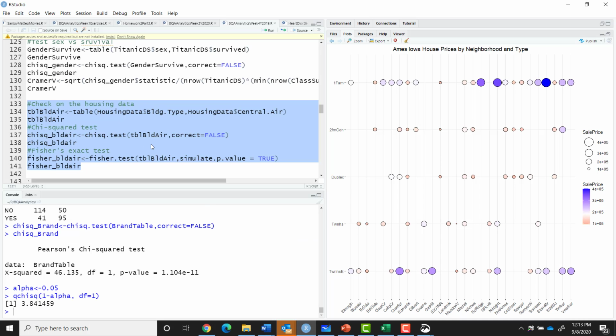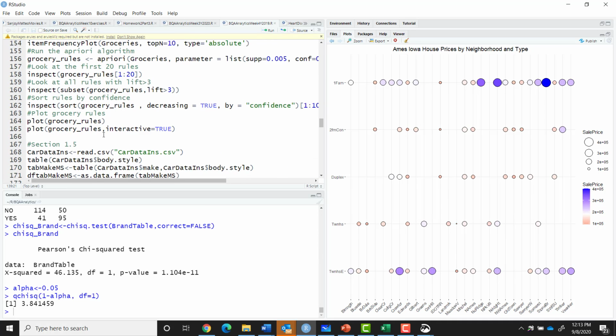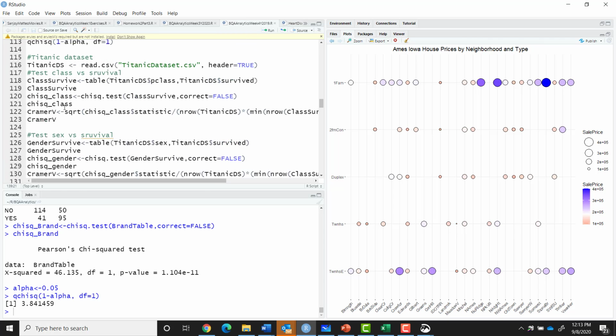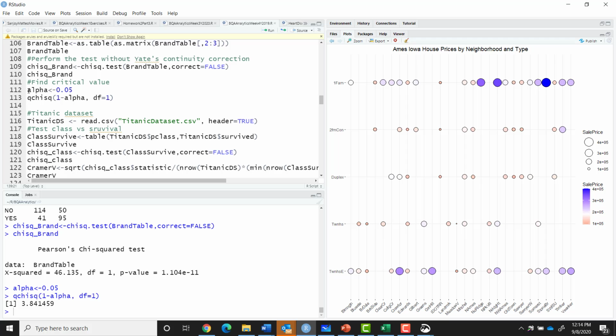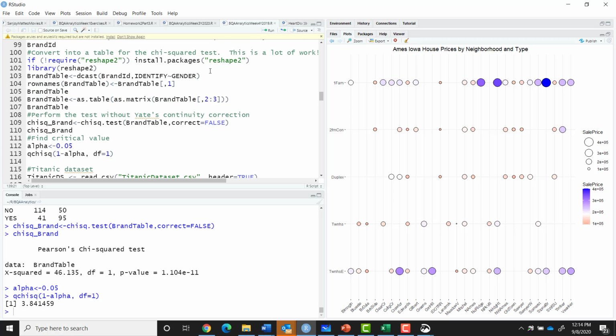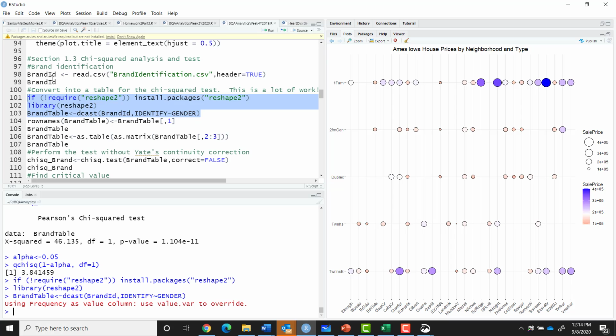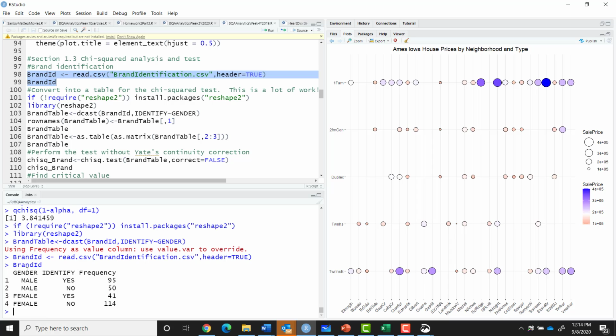Okay, let's go back to this example in R. Where were we? We're going to read in our brand table, and we're going to require a package called reshape, which I'll explain in a minute. We read in our brand information, and you can see this is again in the long format. We've got a frequency for each combination of gender and whether they could identify the brand or not.